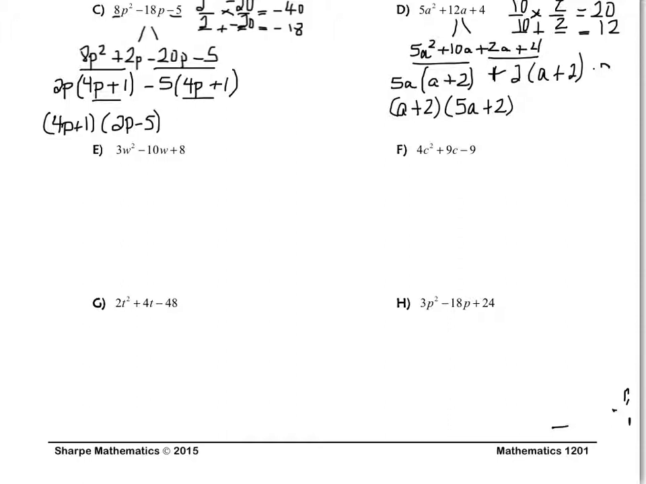The next one, E, doesn't have any common factors either to start, so we know 3, looking for two numbers that multiply to give you 3 times 8, which is 24, and add to give you that middle coefficient, which is negative 10. So if they multiply to give you positive but add to give you negative, they must both be negative. So that would be negative 6 and negative 4 would multiply to give you a positive 24 and add to give you a negative 10.